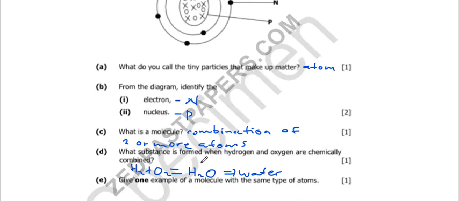So, what substance is formed when hydrogen and oxygen are chemically combined? You'd have water. Give an example of a molecule with the same type of atoms. So, either hydrogen or oxygen, because these have two atoms. So oxygen has two atoms which are forming a molecule. So oxygen, which is simply O2.